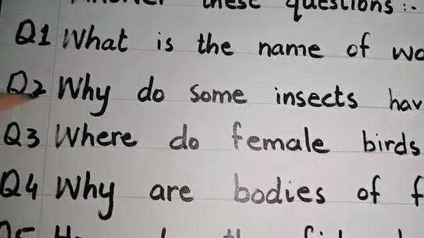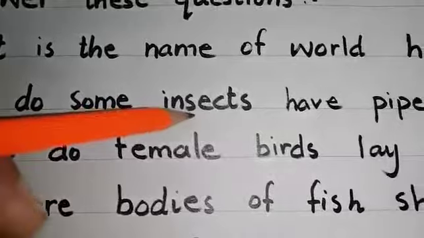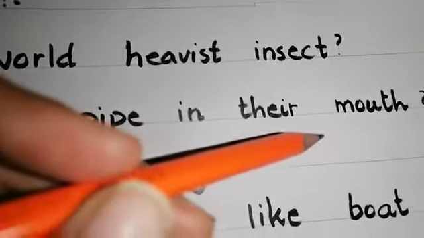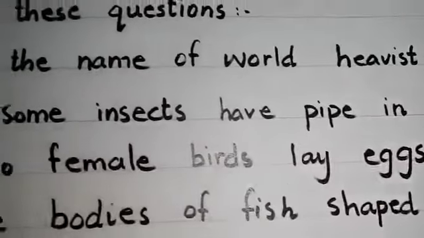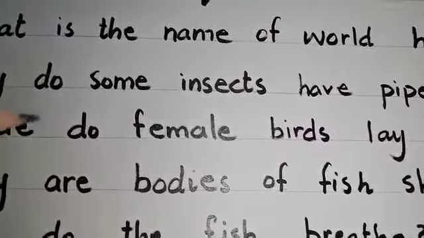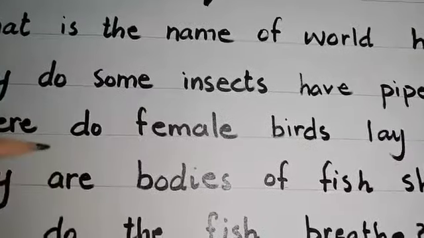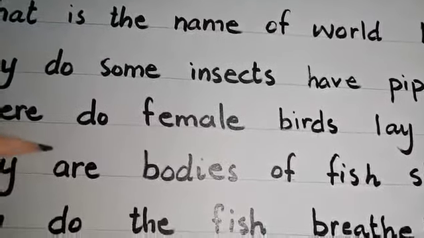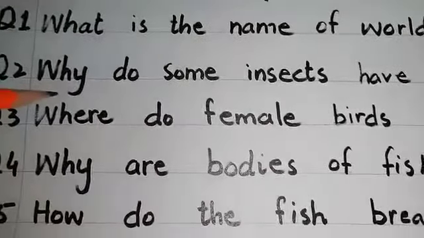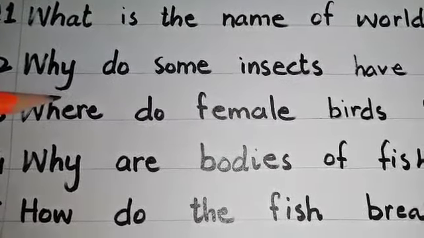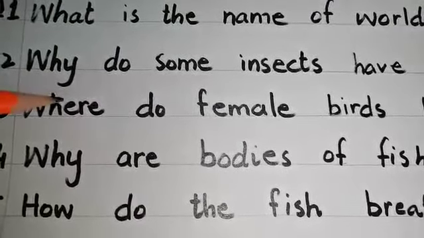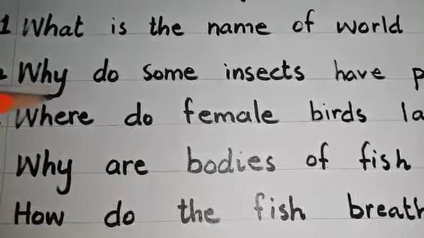Question number 2. Why do some insects have a pipe in their mouth? So it's the question we have already discussed about the pipe. That pipe helps the insect to suck the nectar of the flowers or blood from the human beings and different animals or organisms. So in the answer we can write it as, some insects have a pipe in their mouth to suck the blood of animals or nectar of the flower.